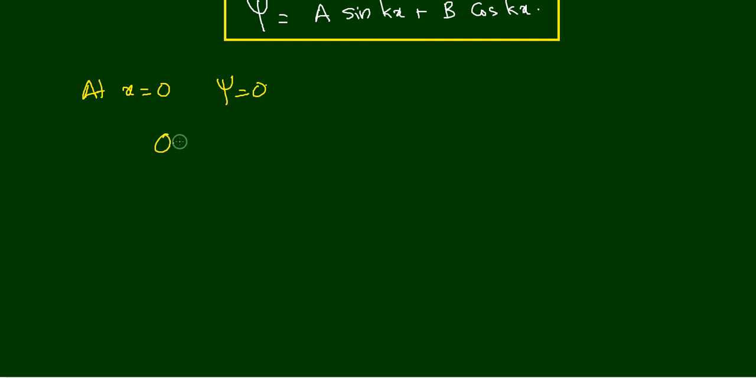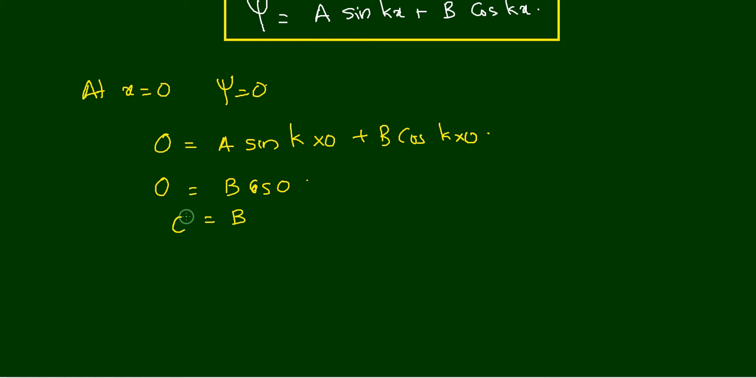So 0 is equal to a sine k into 0 plus b cos k into 0, right? Or in other words, we can write 0 is equal to a sine 0. Sine 0 is equal to 0, so we can neglect the first term, and what remains is b cos 0. Cos 0 is equal to 1. Therefore, b cos 0 is equal to b.